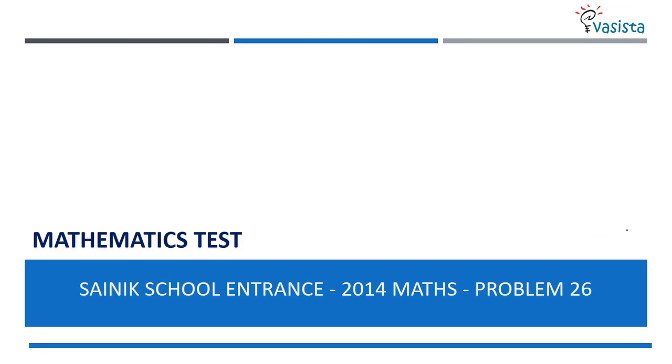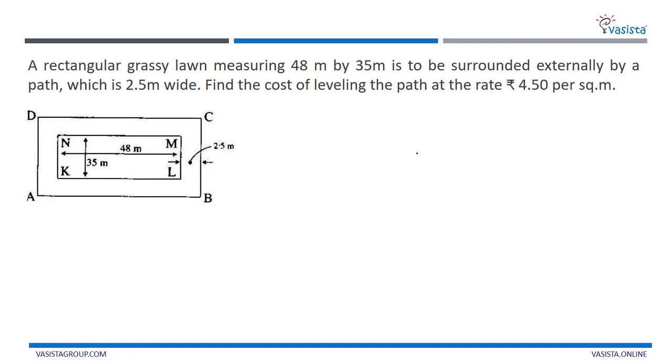Fine, let us start solving problem number 26 here. A rectangular grassy lawn measuring 48 meter by 35 meter is to be surrounded externally by a path which is 2.5 meter wide. Find the cost of leveling the path at the rate of 4 rupees 50 paisa per square meter. So we are supposed to find the cost of leveling this path, right? So let us start working on it.